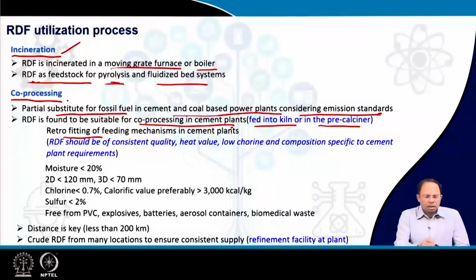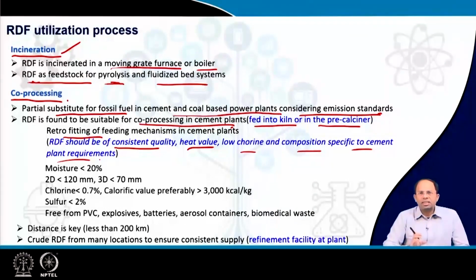The other issue is RDF should be of consistent quality, heat value, low chlorine and composition specific to cement plant requirements. Now, I said that the RDF quality can vary a little bit in a cement plant, that's why cement plants are suitable, but still there is a certain range within which we have to be. So this consistency in quality is difficult, because the RDF is produced from municipal waste, and municipal waste quantity and quality varies all throughout the year. So that's the problem. How do you standardize? That's one of the biggest challenges in this waste RDF process.